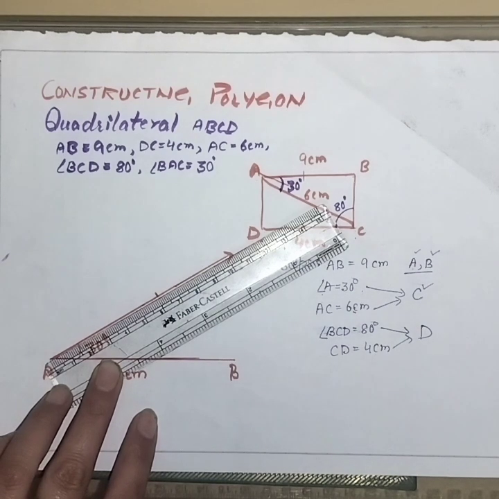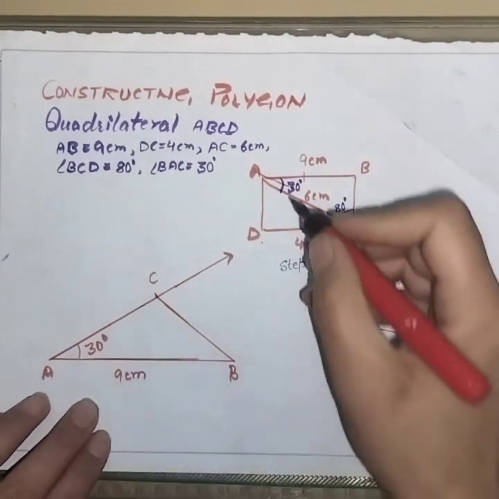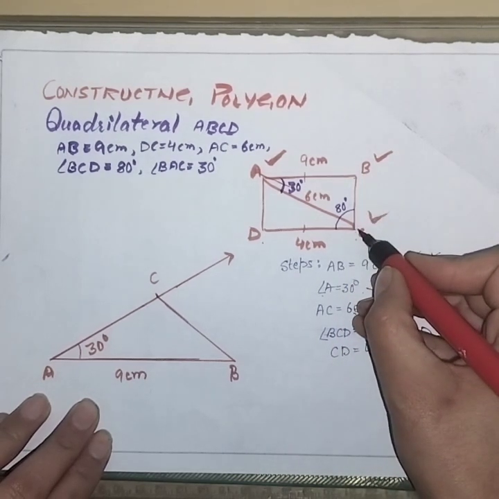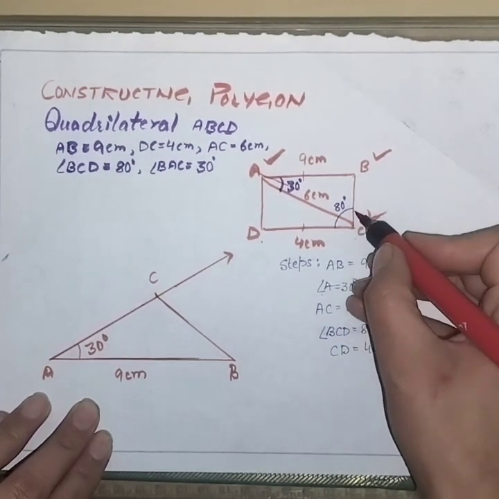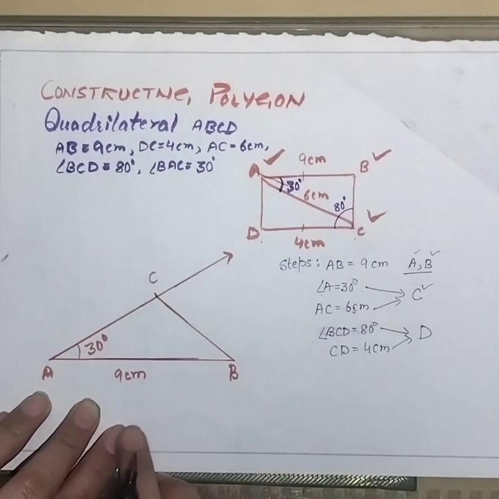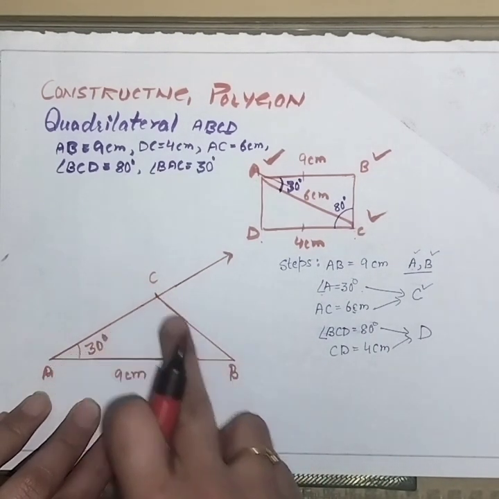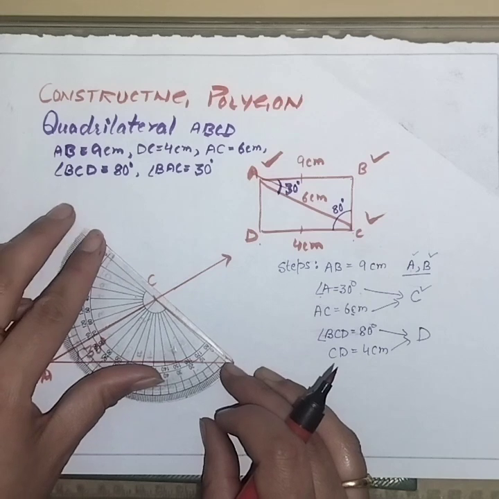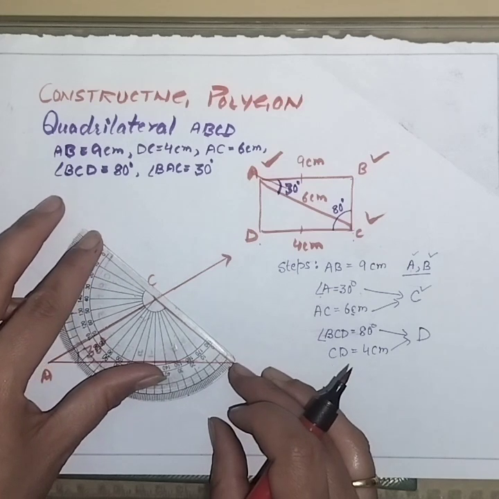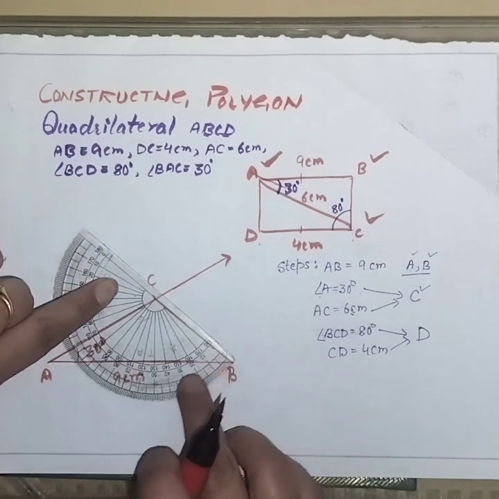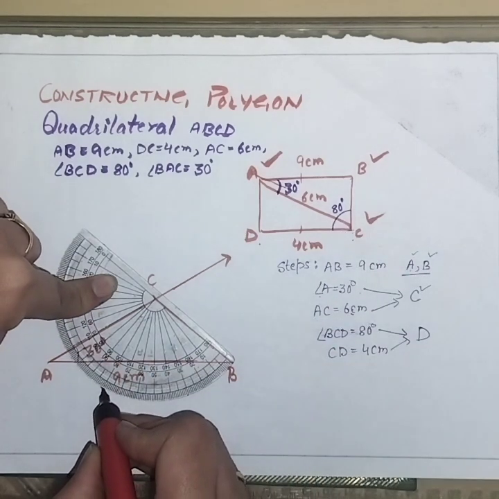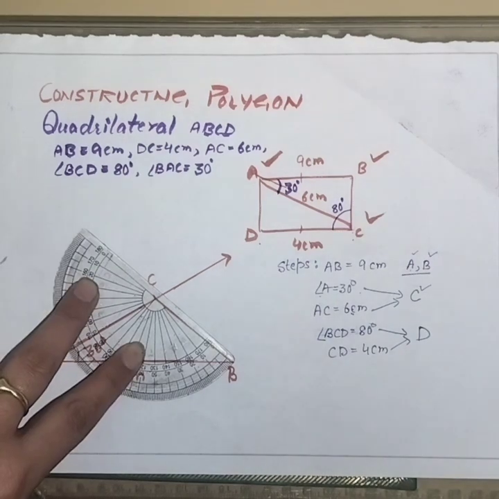So here we got our C. So here we got A, B and C. We got this, and we got this. Now at point C, with one arm as BC, we have to draw 80 degree. So let's see. With one arm as BC, I have to keep the protractor on BC like this. And the angle is starting from this direction. Now I have to make 80 degrees, which is somewhere here. So it's coming somewhere here.